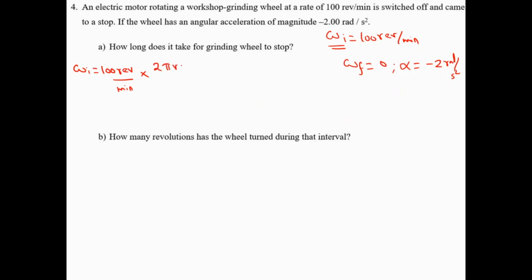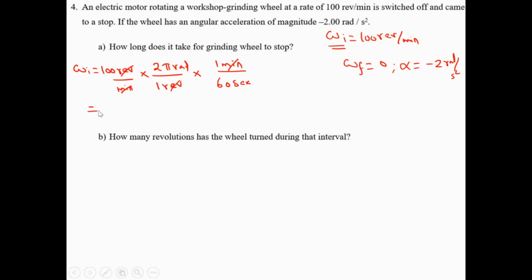2 pi radian over 1 revolution. Then only we can cancel revolution with revolution. And now we have to consider this minute: 1 minute over 60 seconds. So I can cancel this minute with minute, and I can cancel revolution with revolution. Finally, you'll get the answer in terms of radian per second.